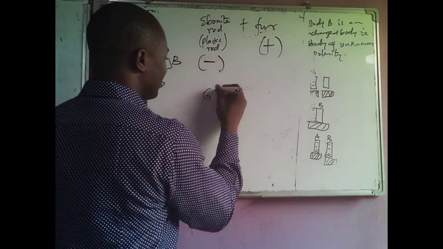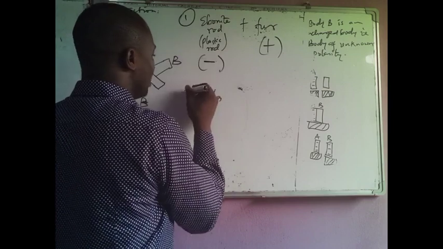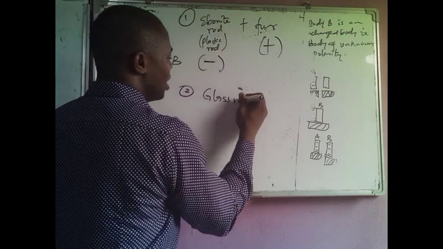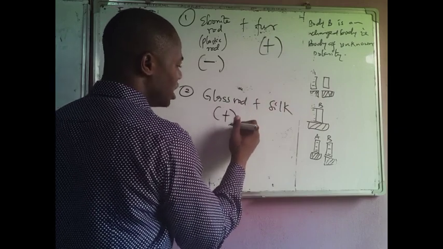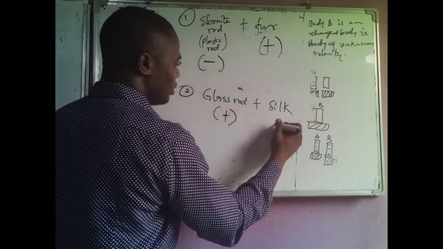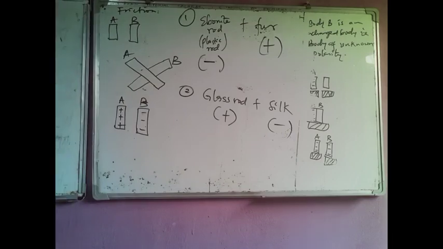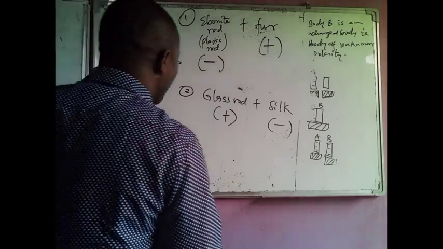Another example is when you have glass, that is number 1. Number 2, when you have glass rod plus silk. Now, glass rod is positively charged because it loses electrons to silk, which ends up becoming negatively charged. So these are what we consider under charging by friction. You must know this polarity.